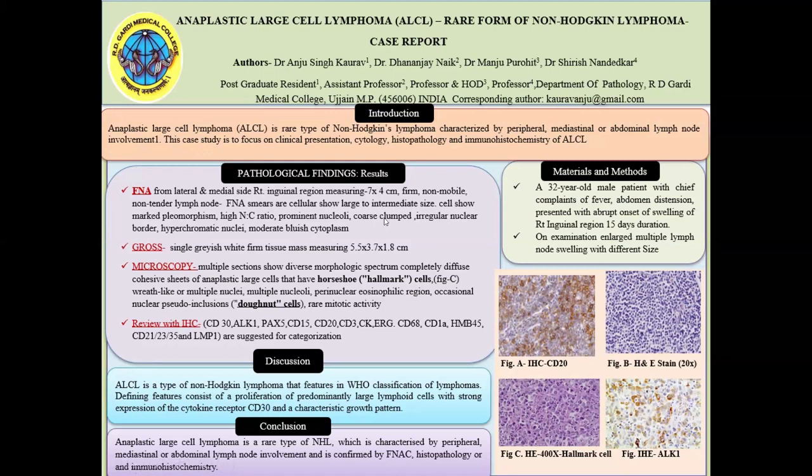Dr. Anshu, is it just about being large, or what made you call it anaplastic large? Horseshoe and doughnut cells are seen on microscopy, and they look very different. Also, the strong expression of the cytokine receptor CD30, and the growth pattern.